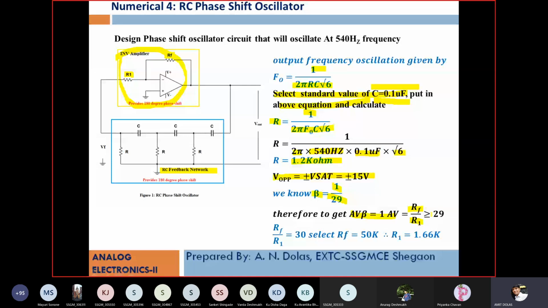That must be greater than 29 so that the oscillation of this circuit will remain present. So here RF by R1 we will choose 30. You can use 31, 32, 35, 40, whatever, but it should not be less than 29. It should not be so huge, like 100, 200, 500, 1000. That is, around 30 to 50, you can keep whichever, 30, 35, whatever. So if we choose RF equal to 50k, then R1 comes to 1.66 kilo ohm. So this is how we can solve a numerical based on the RC oscillator in a single line statement. Very easy, 6 to 7 marks, sometimes maybe 8 marks.